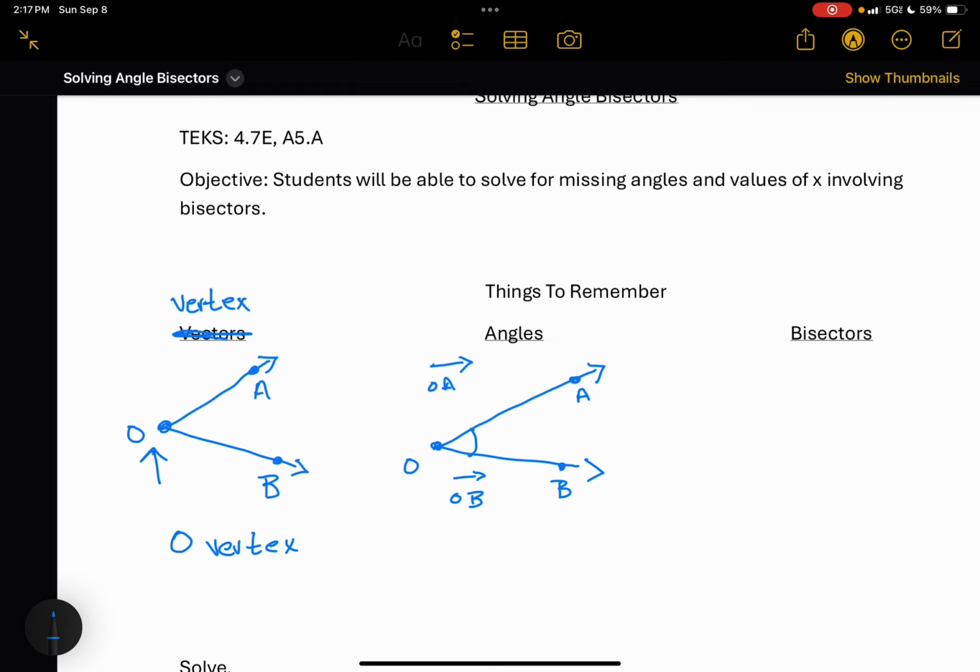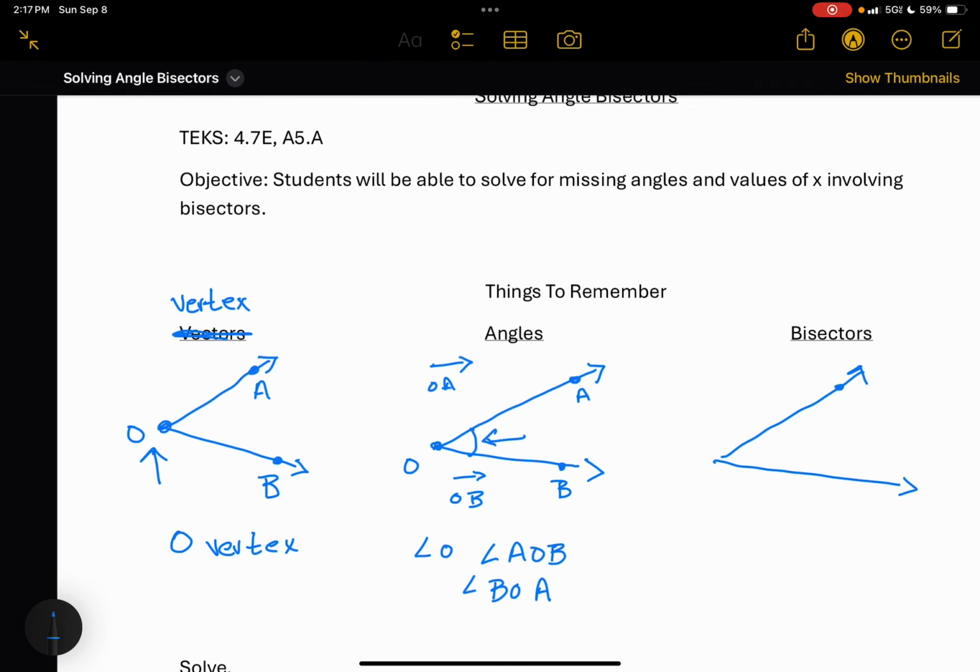We can name angles as angle O. We can name it by its vertex. Angle AOB or angle BOA. So either way, and we always are going to have this little symbol here indicating the angle right there, okay? Bisectors, so let me draw my angle.